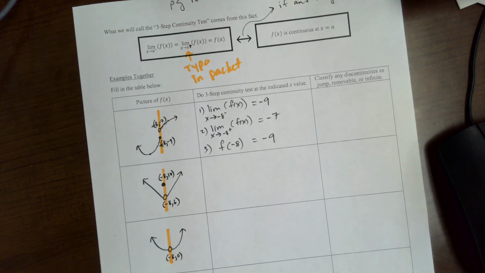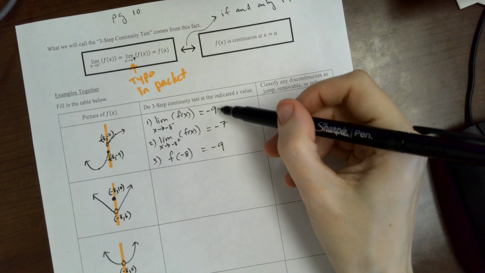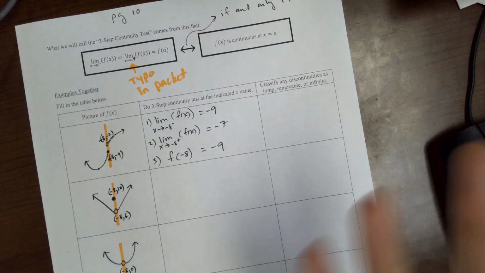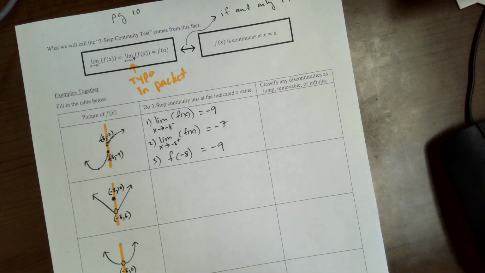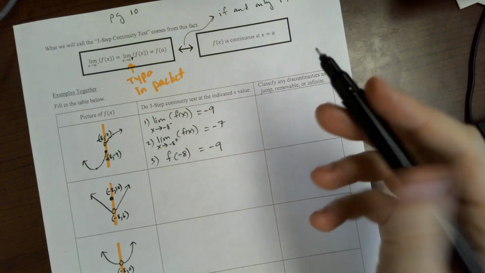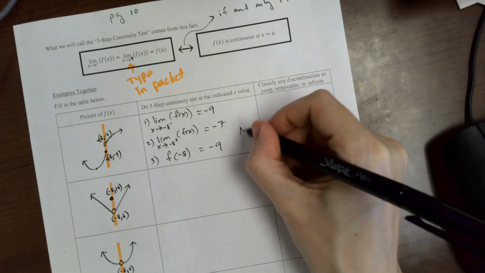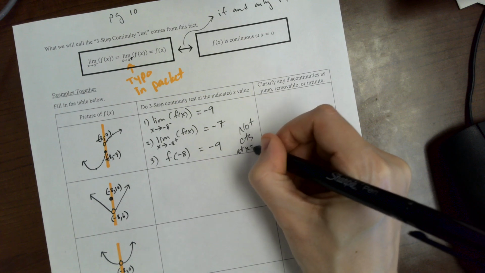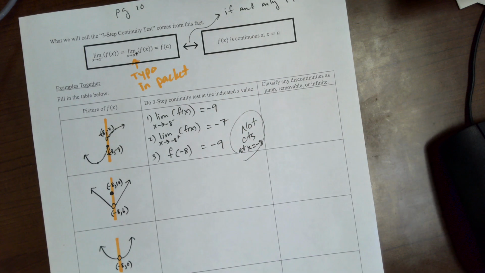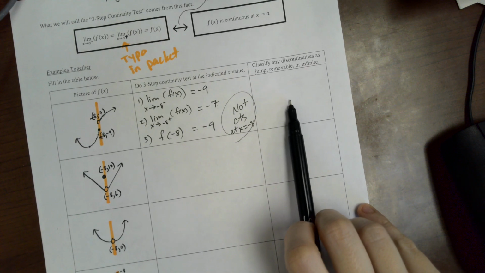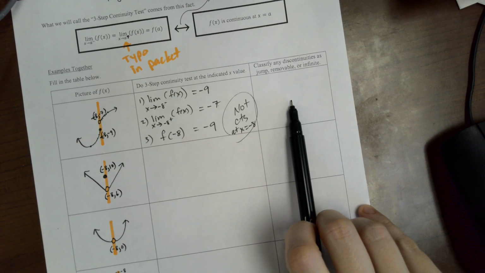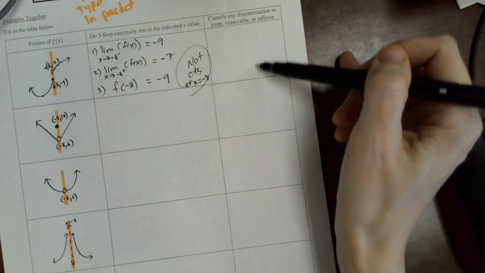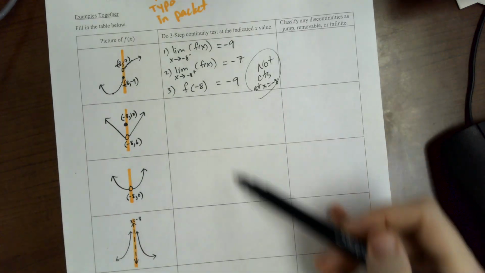All right. So guys, all of these 3 numbers have to match in order for you to say, yes, the graph is continuous at x equals -8, and they don't match, so the answer is no. So not continuous at x equals -8. Okay, so I'll just state our conclusion right there. We'll do this column after we do this column.